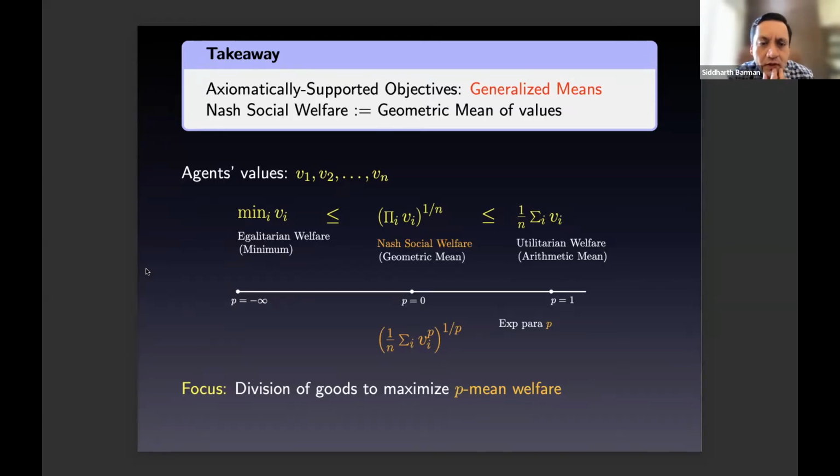Three important members of this family are the utilitarian welfare, the social welfare, which is obtained by setting p equal to 1. When p equals 1, this reduces to the arithmetic mean. As p tends to 0, it's a simple exercise that this expression reduces to the geometric mean, and this is called the Nash social welfare. When p tends to minus infinity, I get a purely fairness criterion called the egalitarian welfare or the Rawlsian welfare. So this expression is interesting for us when p is less than or equal to 1.